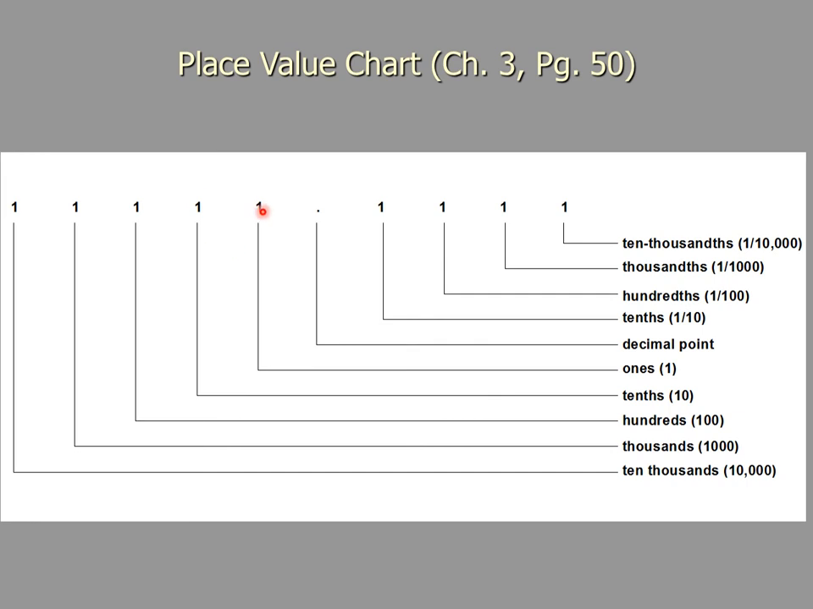Like here, this one is only 1, but this one is 10, right? This one is 100, 1,000, 10,000. Similarly, if you go to the right side of the decimal point, then it gets decreased every time you move right. So for example, this is 1/10, this is 1/100, right? This is 1/1000, this is 1/10,000.